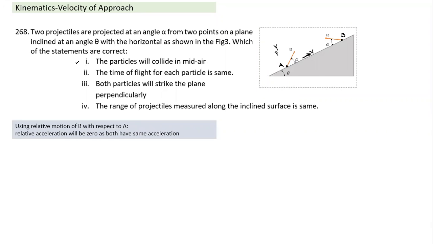In this frame of reference, what would be the velocity of approach? Jaideep, can you answer what would be the velocity of approach in this case? 2u cos alpha. Very good. What will happen to the y component? The y component will cancel out. So in this frame of reference, this particle will appear to be coming directly towards me.